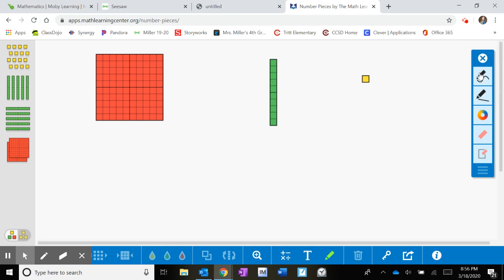So yesterday we talked about how you can determine a value of these visuals by just counting and seeing how many pieces there are. So in this flat right here, we know that there are 100 total pieces. And this rod right here, we know that there are 10 pieces. And over here, this little cube, we know is just one. So when we talk about these pieces, it's very, very important that we know what they mean.